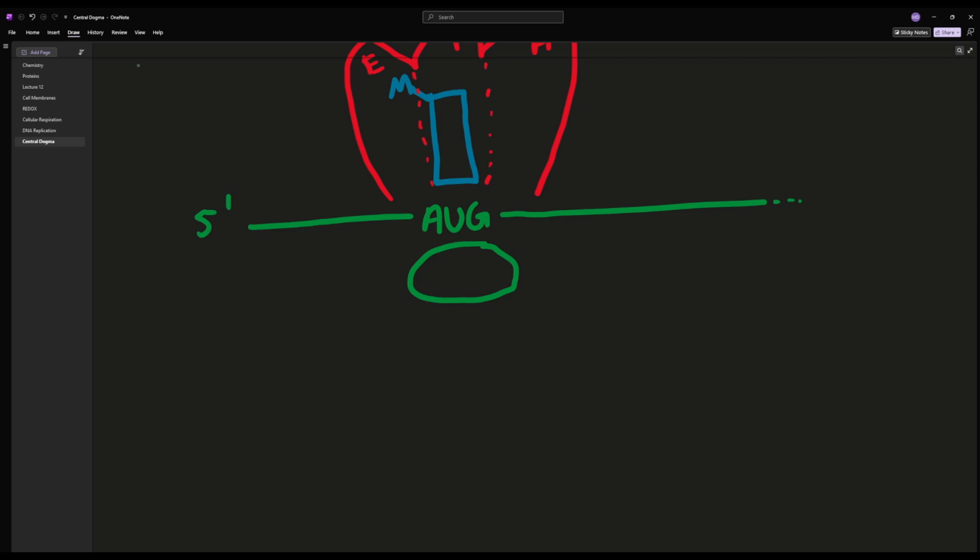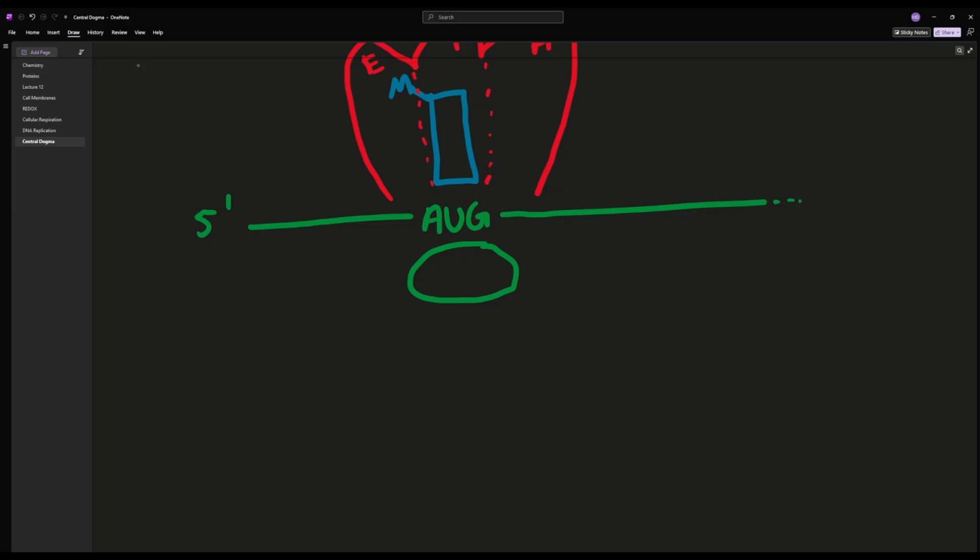In order for all of that to work, though, there has to be an energy input, and the primary energy input for translation is GTP. So whenever the ribosome moves or these initiation factors do their job, it usually comes at the cost of the hydrolysis of GTP.